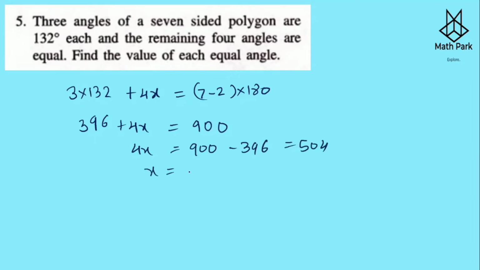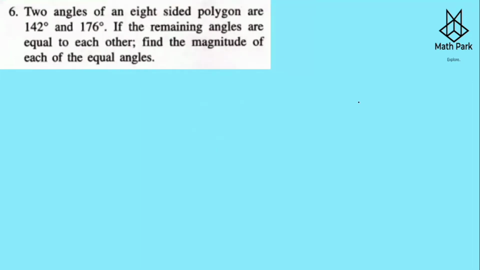And then x is equal to 504 divided by 4. So let us divide this by 4. Dividing by 4, we get 4 ones are 4, 4 twos are 8, and 4 sixes are 24, 126. So we get the value of each equal angle is 126 degrees. Got it? Question number 6.